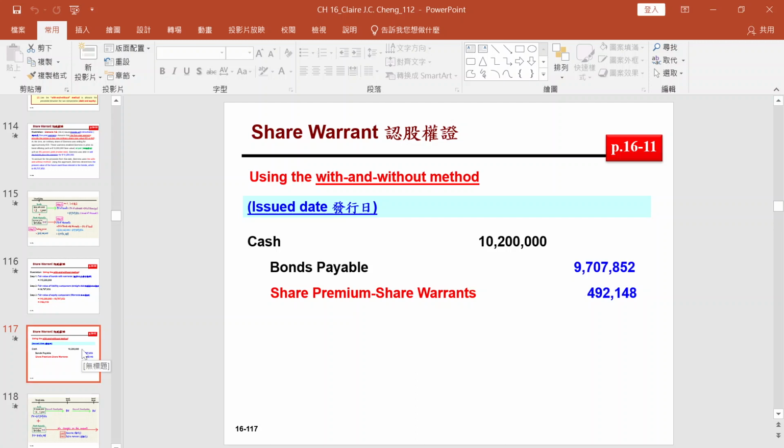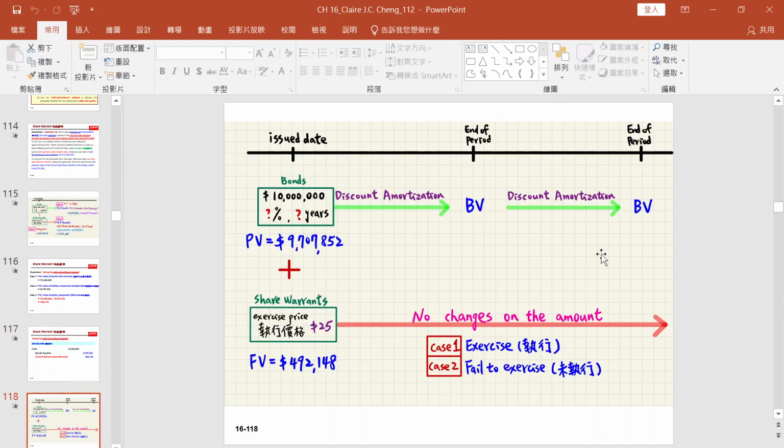After that, on first day, what are the following periods we should do? Remember that on your slide 118. Bond and share warrant, they are separate. They are independent. So we don't need to combine these two together, right? So for your bond, what should we do? Do your routine jobs. So what's your routine job? Discount amortizations. Trying to find out your bond's book value each period. So that's for your bond, okay?